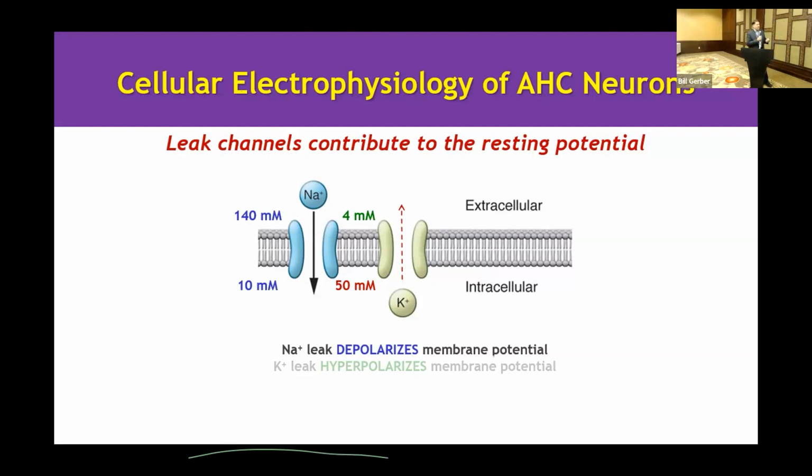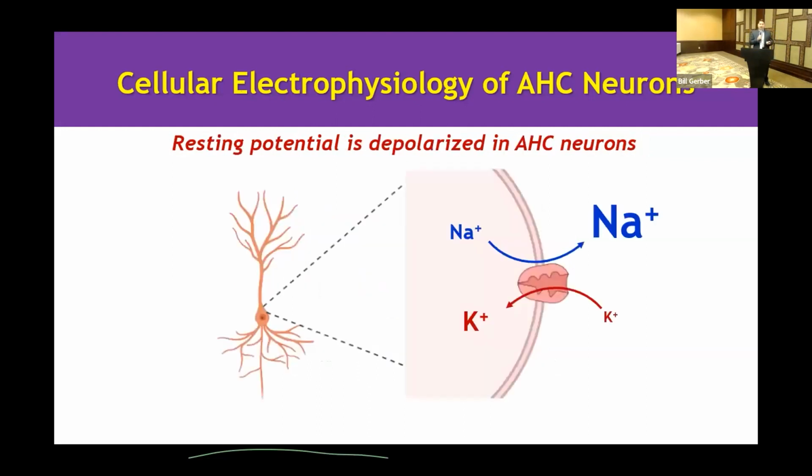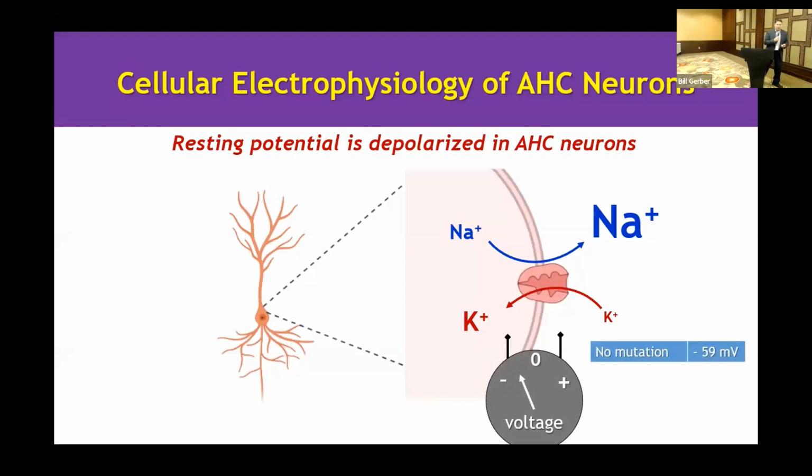And so we've observed this now by directly measuring the membrane voltage with a little tiny voltmeter. And what we found was that in normal neurons, or neurons that do not have an ATP1A3 mutation, we can measure the membrane potential, and it's around minus 60 millivolts. Whereas many cells, but not all, of those AHC mutations, it's about 10 millivolts less polarized.